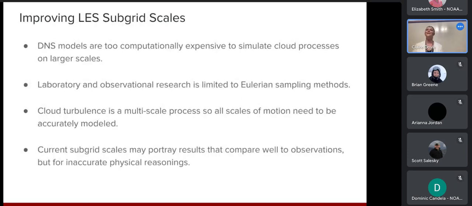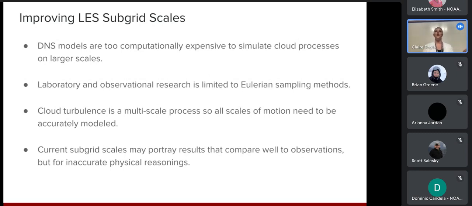So what can we do here? We've said DNS is too expensive, laboratory and observational research is limited spatially. So that really takes us to LES and leaves us with LES, where you can get the higher Reynolds number flows with more computational efficiency, but we have to model those small scale processes.